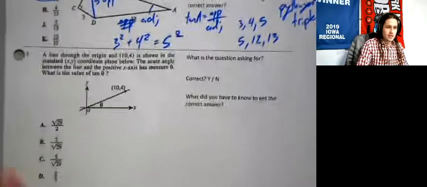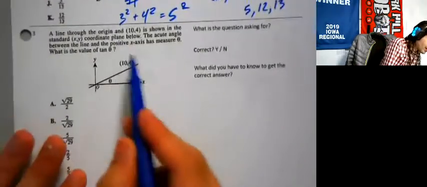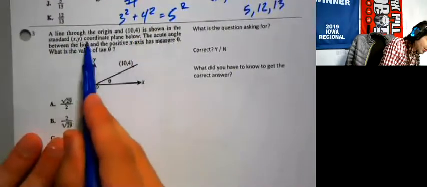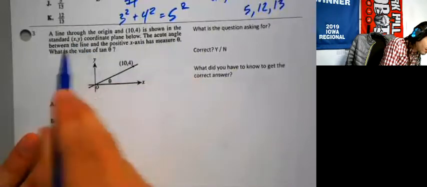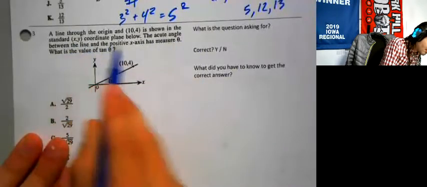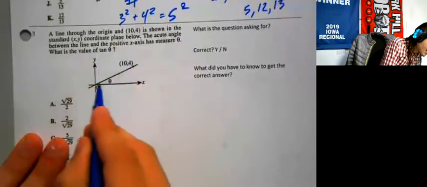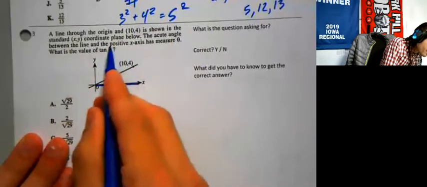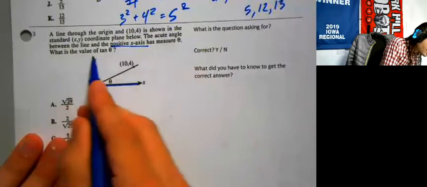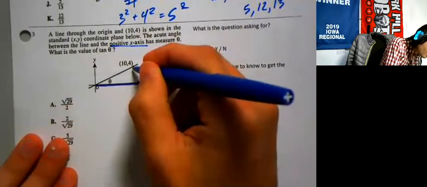Number 3, another tan question. A line through the origin and 10,4 is shown in the standard xy-coordinate plane below. The acute angle between the line and the positive x-axis, positive x-axis is right here, has measure theta. What's the value of tan theta? Well, I need a right triangle.